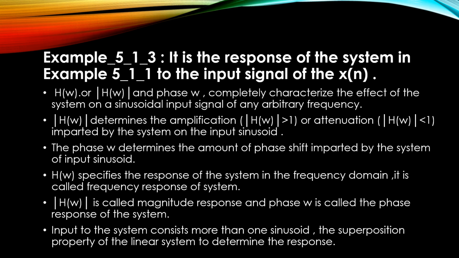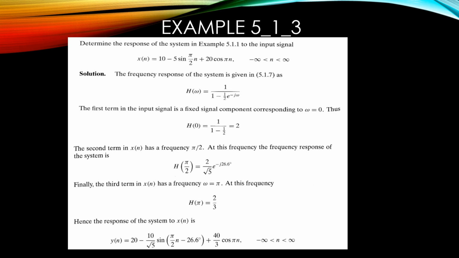If the input to the system consists of more than one sinusoid, we use the superposition property of the linear system to determine the response. Now we see the mathematical example of 5.1.3. The response of the system of example 5.1.1, which is h of n equals (1/2) to the power n u of n. Now, given input x of n equals 10 minus 5 sin(pi/2 n) plus 20 cos(pi n), in the range of minus infinity to infinity.